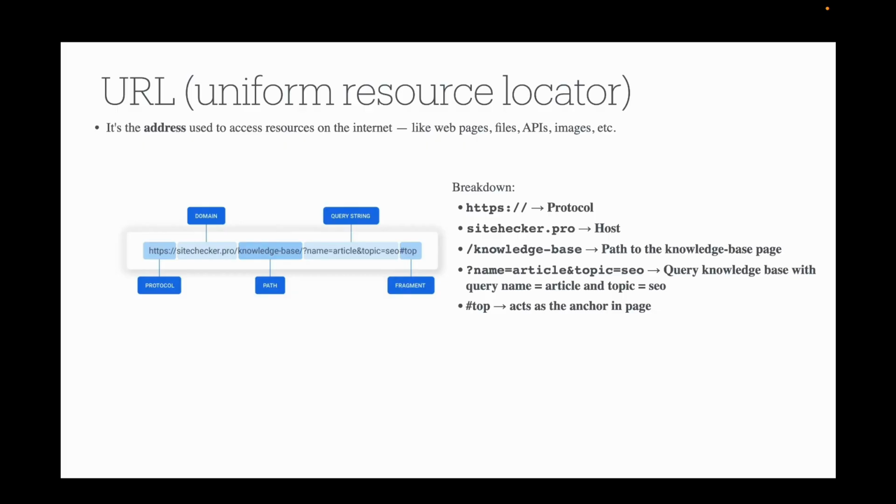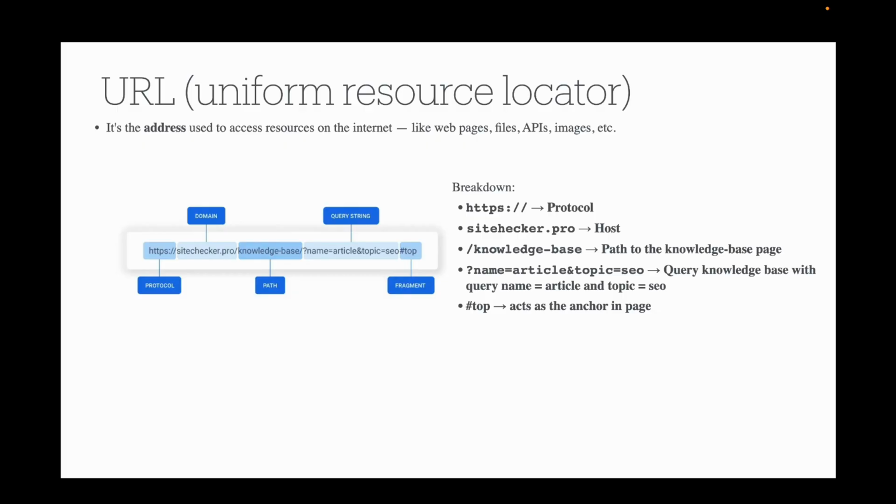Now let's break down what each component of this URL actually is. The first component is the protocol. In our case, we have https:// and this is the protocol. There is another protocol, that is HTTP. HTTPS is a bit more secure than HTTP. After the protocol, we have the domain name or the host name, that is the actual website you are accessing. In our case, we have sitechecker.pro. This is the host name or the domain name.